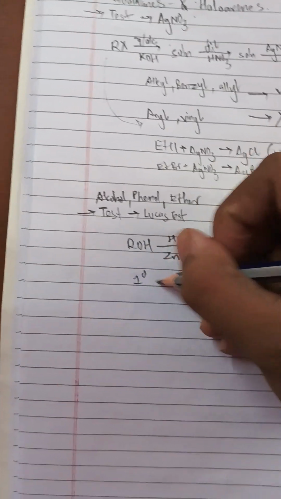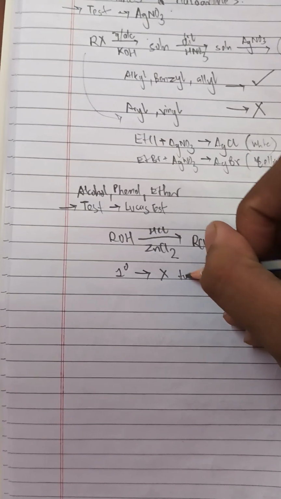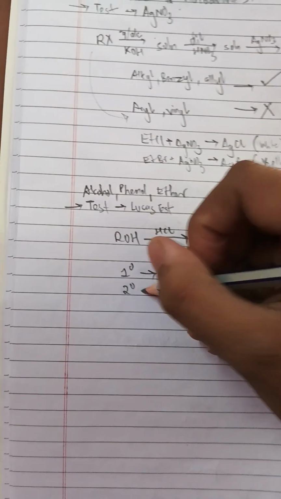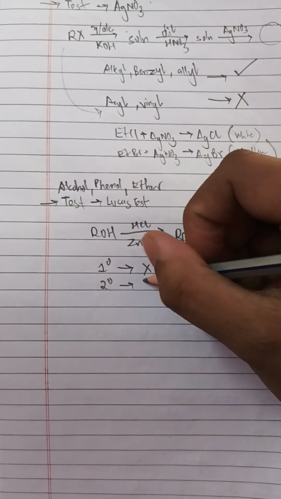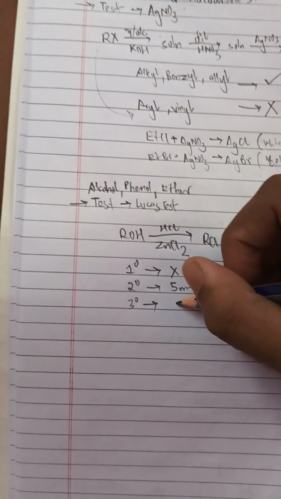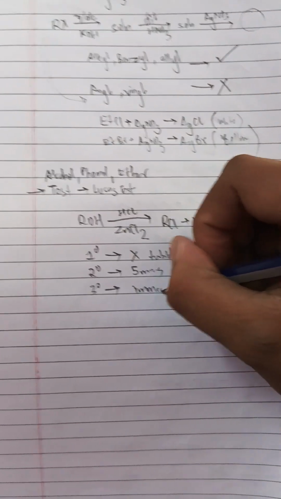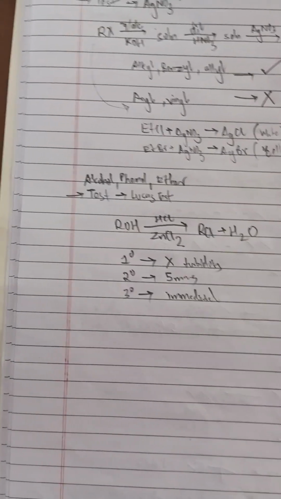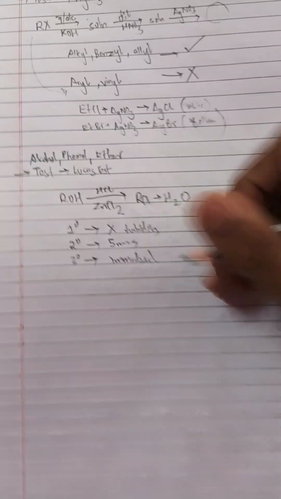So 1 degree: no turbidity, 2 degree: after 5 minutes, 3 degree: immediate. Okay. Now let's go to the second test.